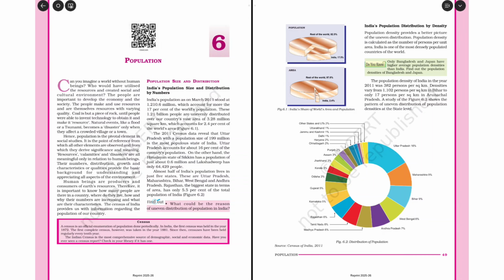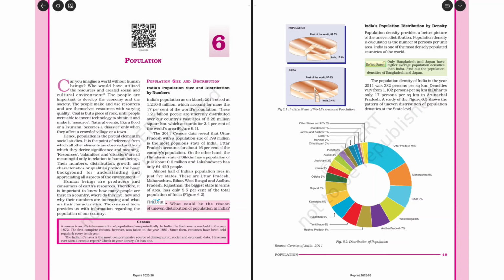Here is the opening paragraph of our source document. I'll read the first bit here. Can you imagine a world without human beings? Who would have utilized the resources and created social and cultural environment? The people are important to develop the economy and the society. The people make and use resources and are themselves resources with varying quality. And then it gets into some really specific physical examples, right? Yeah, exactly. It continues. Coal is but a piece of rock until people were able to invent technology to obtain it and make it resource.